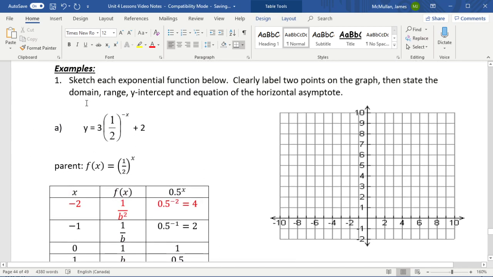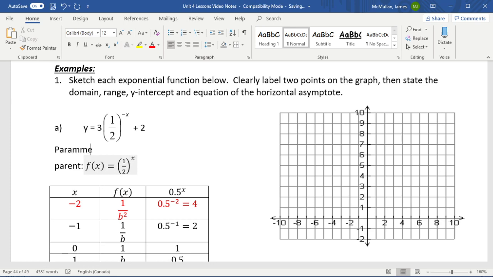So let's go back up to the question. I've identified the parent. Let's identify the parameters now. Okay, a is 3. K is negative 1. D is 0, because there's no D there. And C is 2. Okay, again, this is where A is coming from.